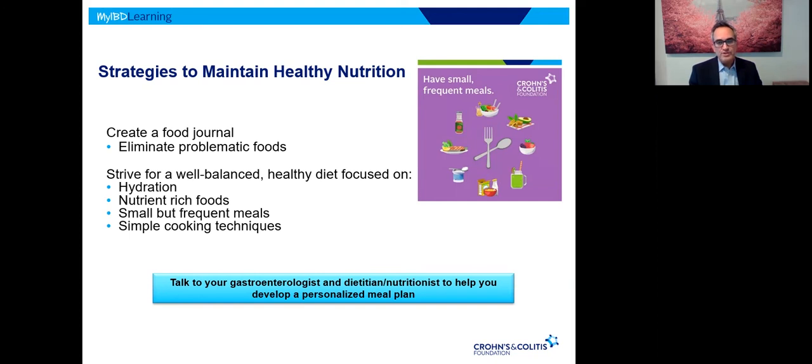Making good food choices includes staying hydrated, drinking enough fluids, eating nutrient-rich foods, aiming for small but frequent meals, 4 to 6 small meals a day, and sticking to simple cooking techniques: broiling, grilling, steaming, poaching, and minimizing additives. You should talk to your gastroenterologist, and deficiencies in nutrition can be addressed to help you develop a personalized meal plan.